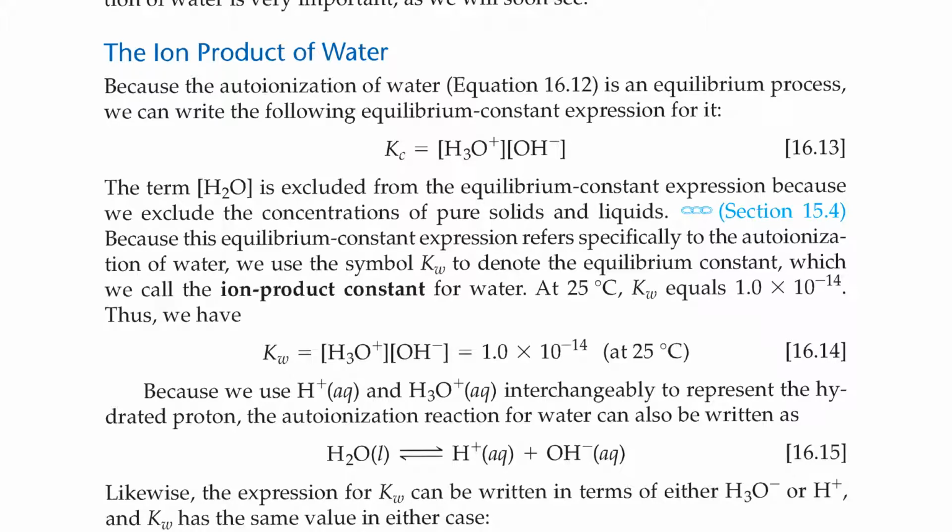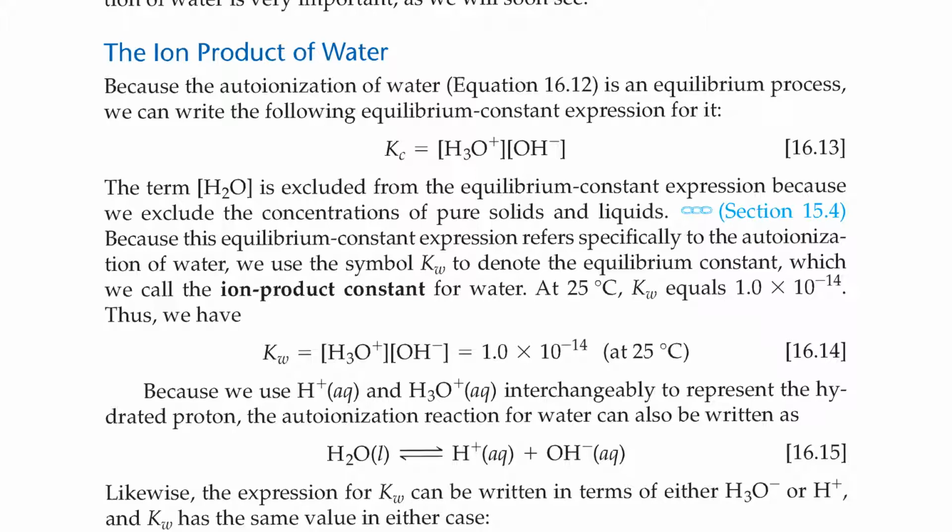The term, the concentration of water, is excluded from the equilibrium constant expression because we exclude concentrations of pure solids and liquids. Because this equilibrium constant expression refers specifically to the autoionization of water, we use K sub W to denote the equilibrium constant, which we call the ion product constant of water. At 25 Celsius, K sub W equals 1 times 10 to the negative 14. Thus we have K sub W equals the concentration of hydronium times the concentration of hydroxide, which equals 1.0 times 10 to the negative 14 at 25 Celsius.